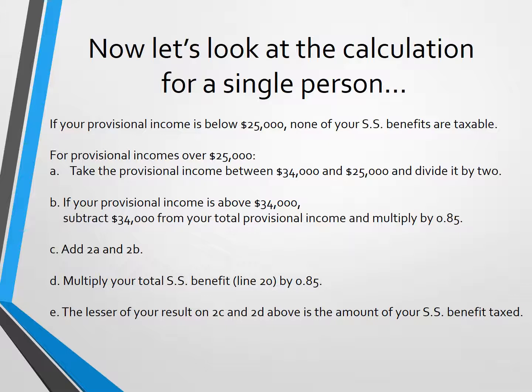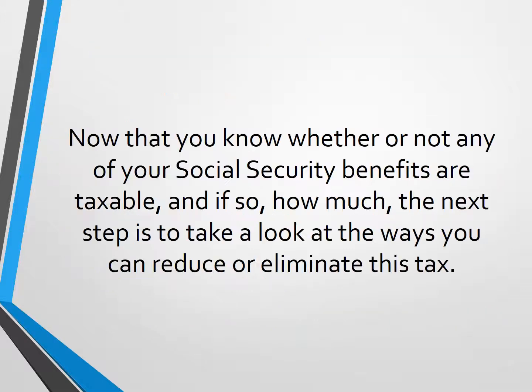Now let's look at the calculation for a single person. If your provisional income is below $25,000, none of your Social Security benefits are taxable. For provisional incomes over $25,000, take the provisional income between $25,000 and $34,000 and divide it by 2. If your provisional income is above $34,000, subtract $34,000 from the total provisional income and multiply by 0.85. Add 2A and 2B, multiply your Social Security benefit line 20 by 0.85. The lesser of your result on 2C and 2D above is the amount of your Social Security benefit taxed.